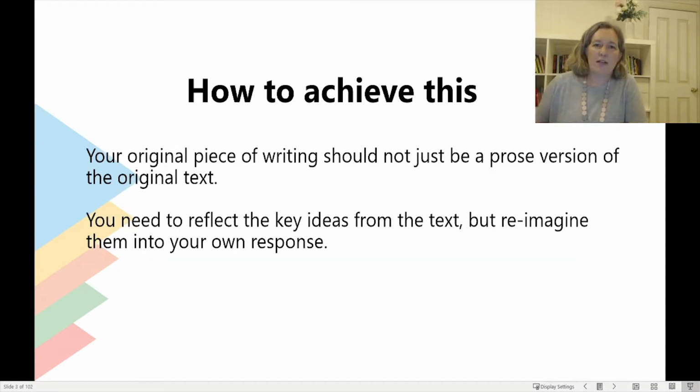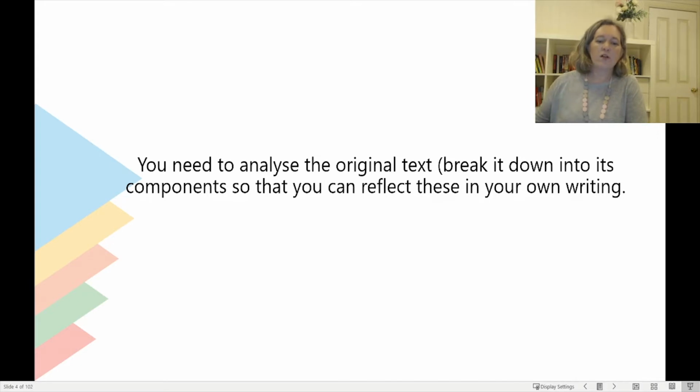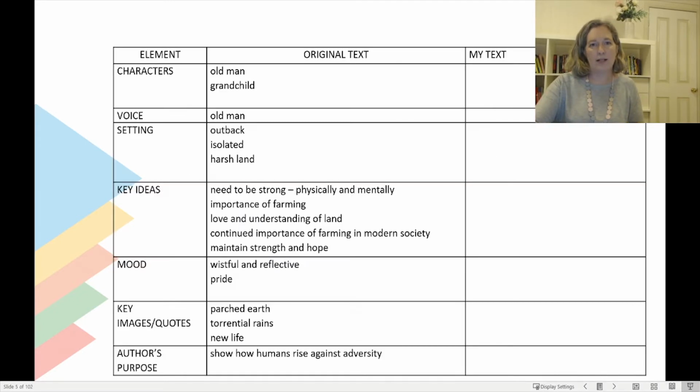So how do you achieve this? Well, you need to reflect on the key ideas from the text, but you need to reimagine them into your own response. It means that you need to clearly understand that original piece. So break it down, analyze it, break it into its separate components, and then work out how you're going to reflect them in your own writing. It's really worth taking the time to do this, to look at the original text, break it down and think about what the elements are.